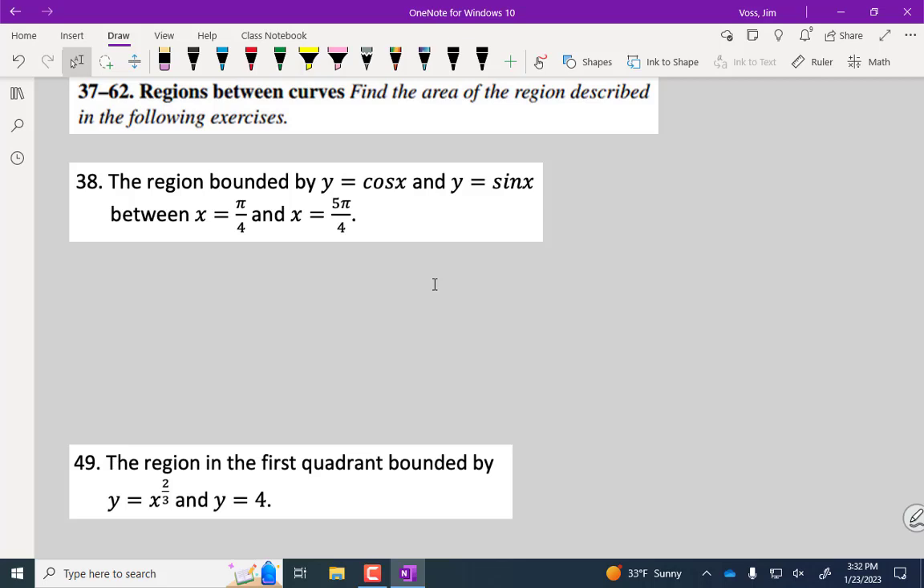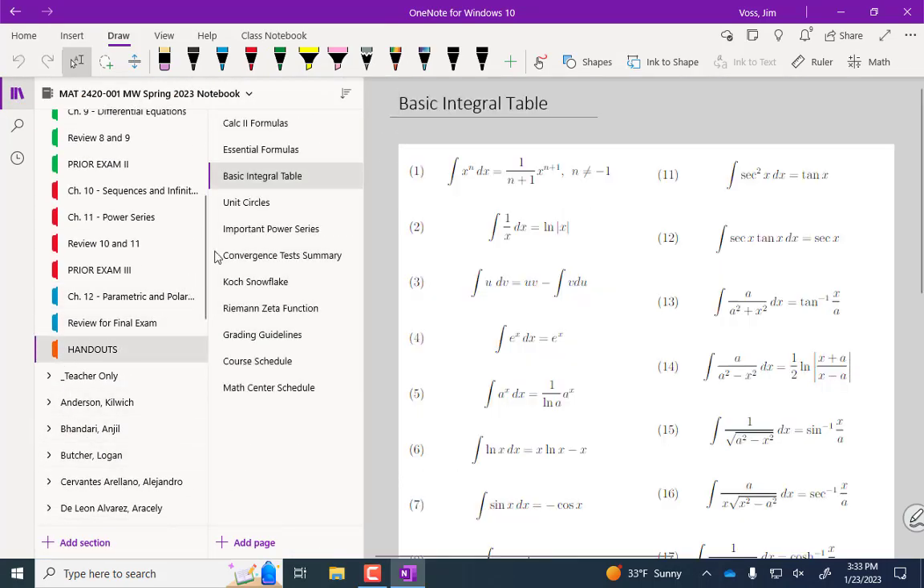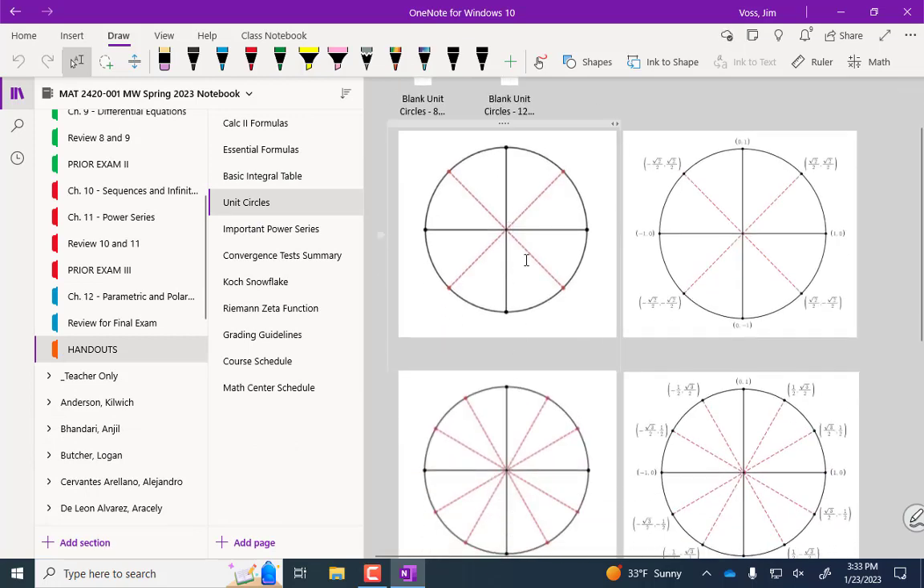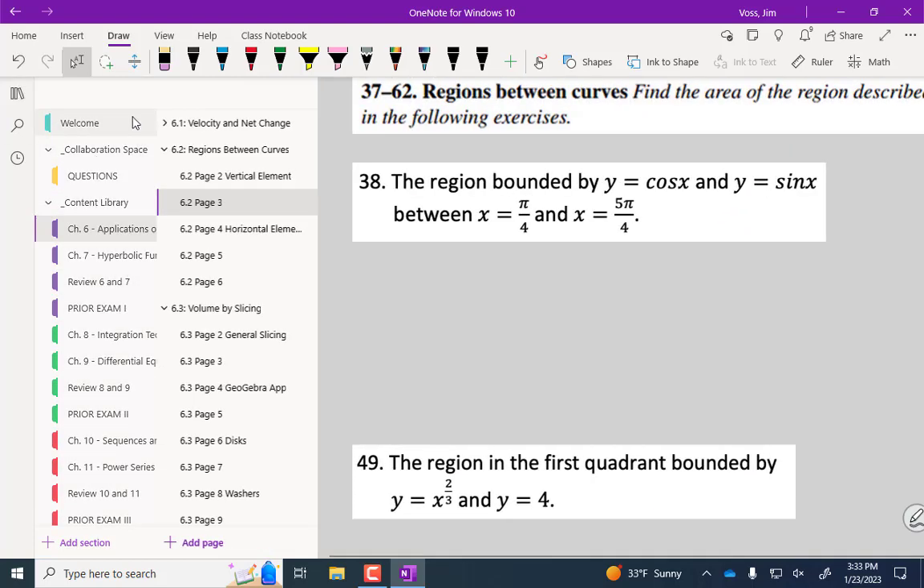So that is our volume of the solid created by rotation. You want to go into our OneNote handouts again. And there are unit circles here for you to practice. You can print out some blank ones and practice them. You really want to have those down, because we use trig so much in here.